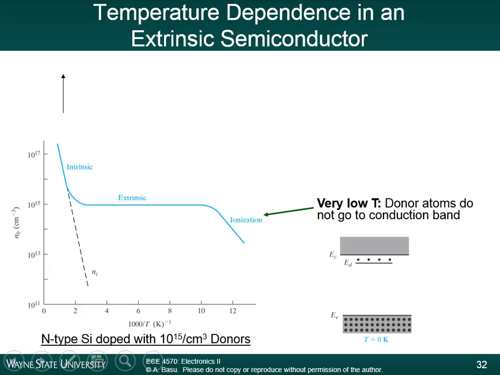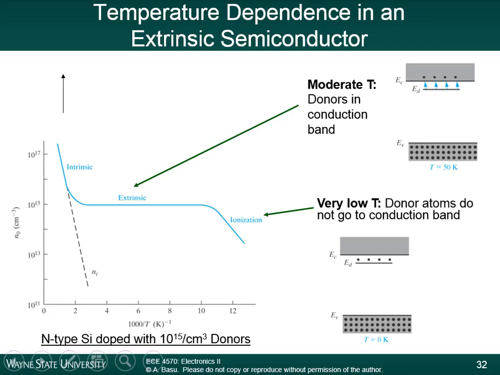What'll happen at 50 Kelvin? What'll happen to these electrons at 50 Kelvin, even a small increase in temperature? They will go to the conduction band. That's correct. So this is the second part of it. At moderate temperatures, anything above 50 Kelvin to 100 Kelvin, there will be enough energy for these electrons to go into the conduction band. And now the conduction band is partially filled, so this semiconductor begins to conduct electricity. This is the region that we generally operate semiconductors. This is what's called the extrinsic region.